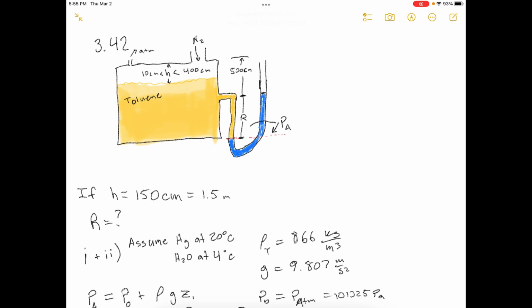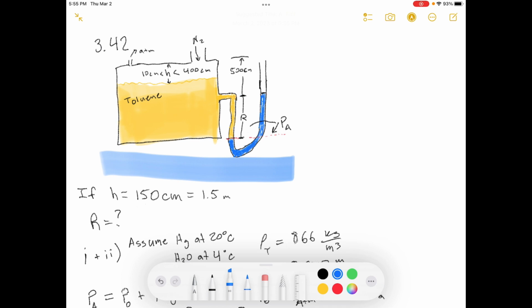All right, here I've got a picture of the diagram that they gave to us. And let's read part A. When the toluene level in the tank is 150 centimeters below the top, the manometer fluid level in the open arm is at the height of the point where the manometer connects to the tank. What manometer reading, R in centimeters, would be observed if the manometer fluid is 1. Mercury, 2. Water? Which manometer fluid would you use and why?